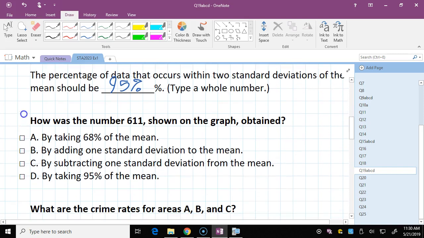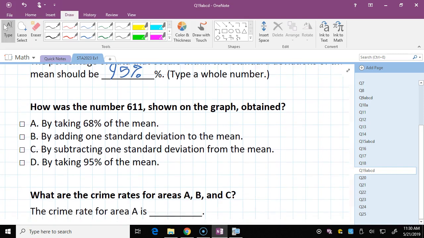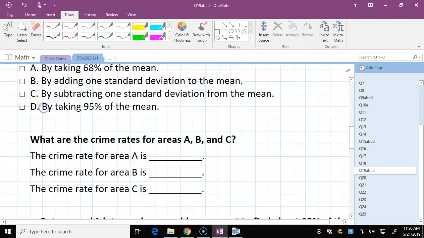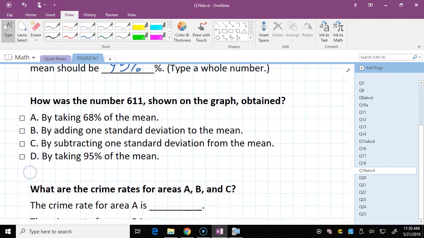All right, so how was the number 611 shown on the graph obtained? Well, I just kind of talked about that. How do we get from the 435 to the 611? We added the standard deviation, right? So which one of these says that we added the standard deviation? B. We added one standard deviation to the mean.